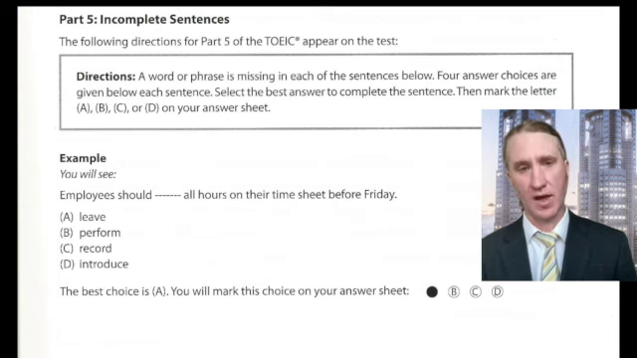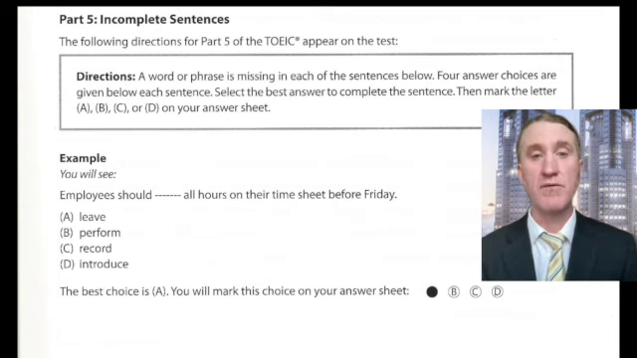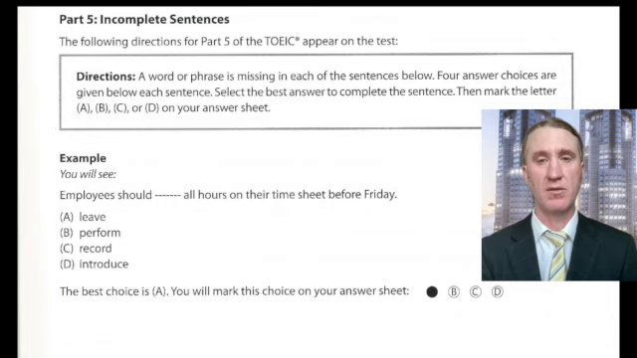The best choice is A. Employees should leave all hours on their timesheet before Friday. So there's a lot of vocabulary knowledge here. Vocabulary is one of the things that we're going to take a lot of time working through. So there will be 30 of those types of sentences. This one's a bit quicker. Each question is probably the quickest of the reading test.